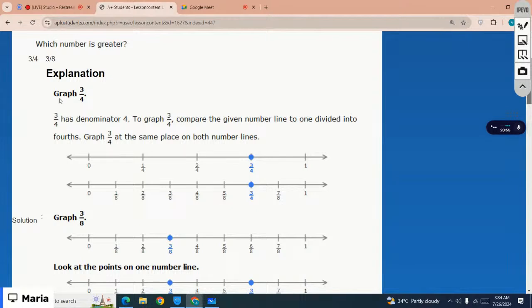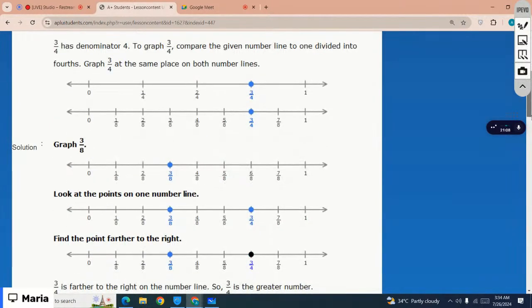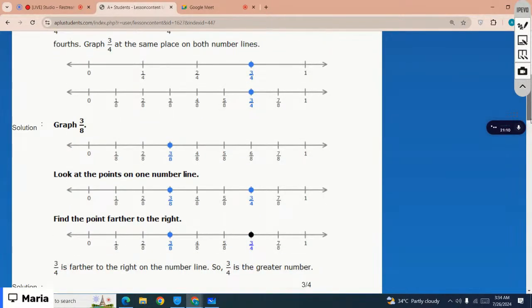Then you have 3 over 8. 3 over 8 means you need to divide the number line to 8 portions, right? That would be 0, 1 over 8, 2 over 8, and so on to 1, right? Now you have to compare 3 over 4 to 3 over 8, right? So 3 over 8 is smaller than 3 over 4.